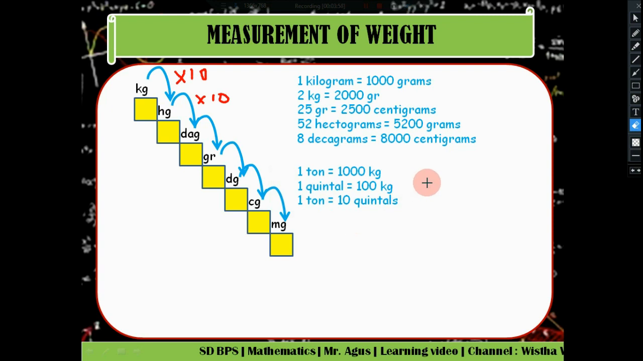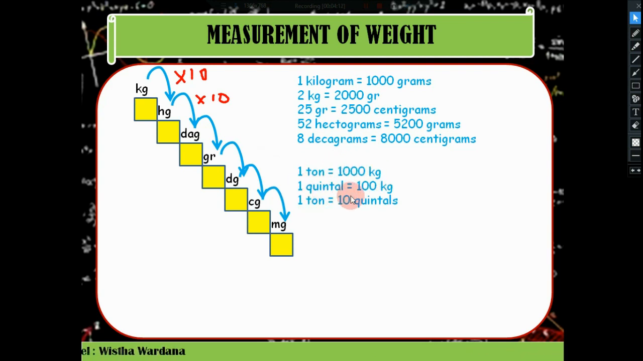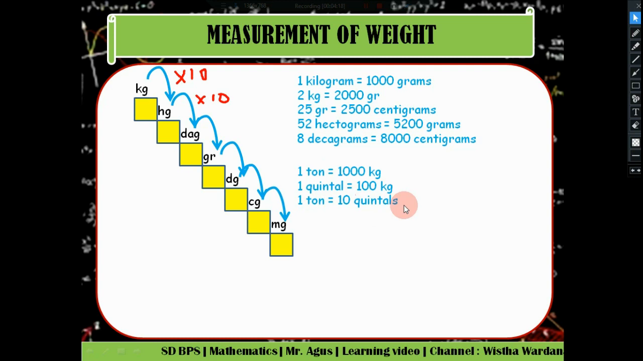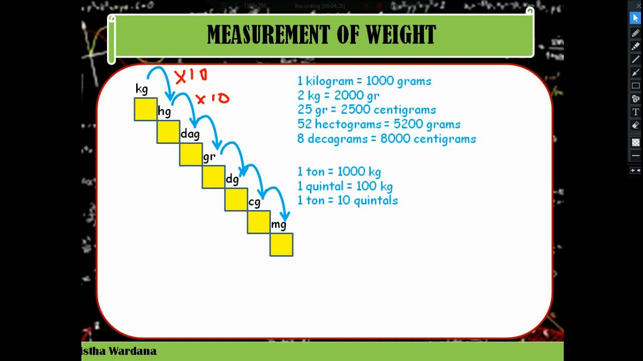And then we have the other measurement of weight. We know 1 ton equals 1000 kilogram. 1 quintal equals 100 kilogram. And then 1 ton equals 20 quintals. This is the measurement of weight also, especially to measure heavy items or heavy units.